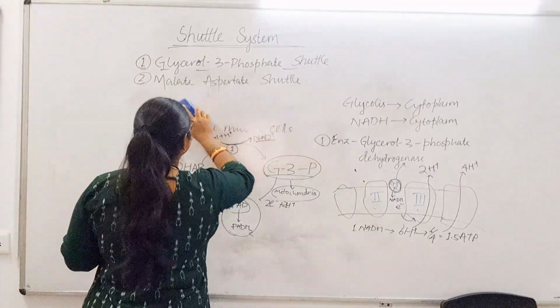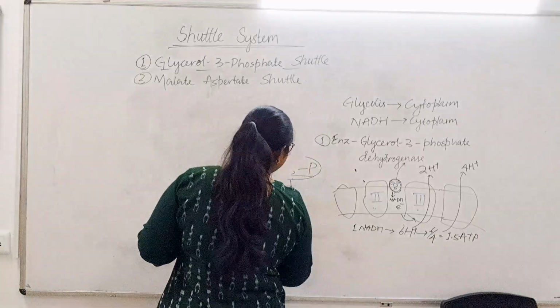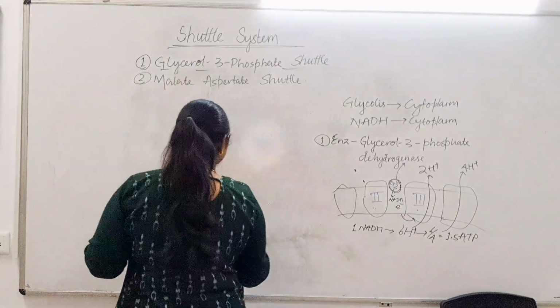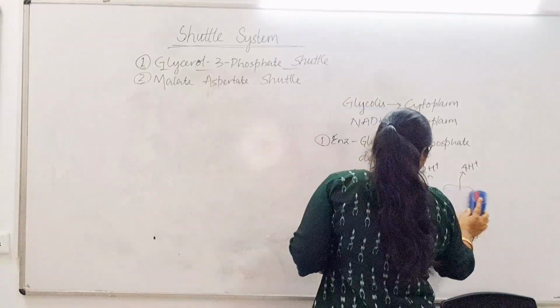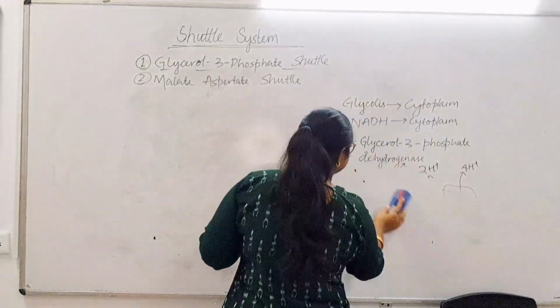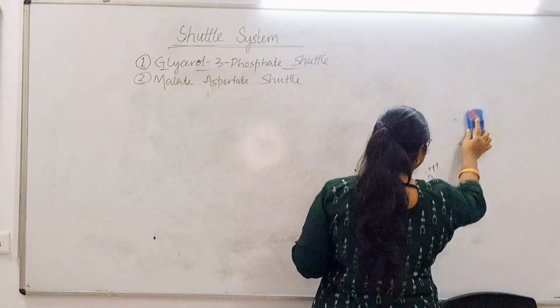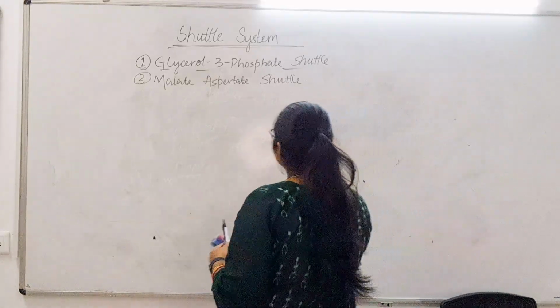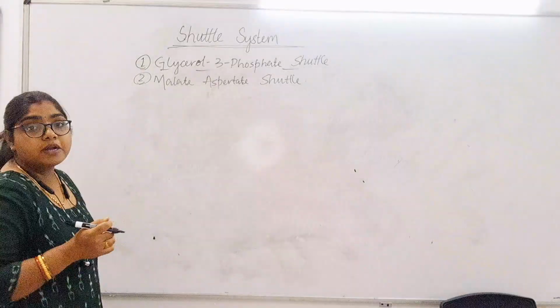As the glycerol 3-phosphate shuttle takes place in the skeletal muscle cells, there are some other cells in our body which do not support the glycerol 3-phosphate shuttle. They use a different type of shuttle system. This is the Malate aspartate shuttle. So now we'll be discussing the Malate aspartate shuttle.